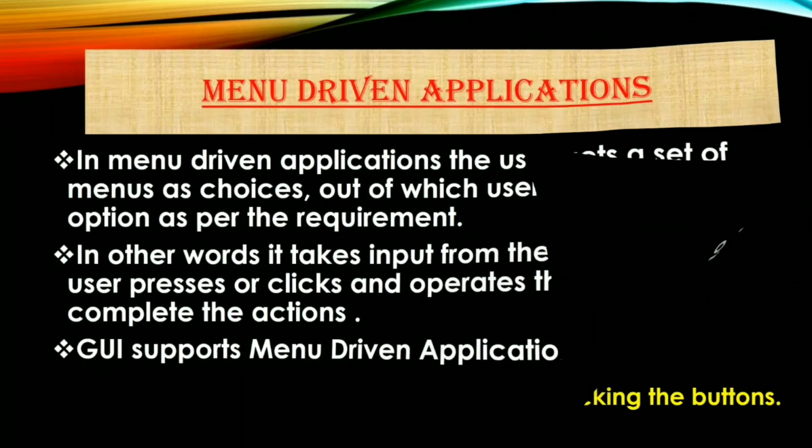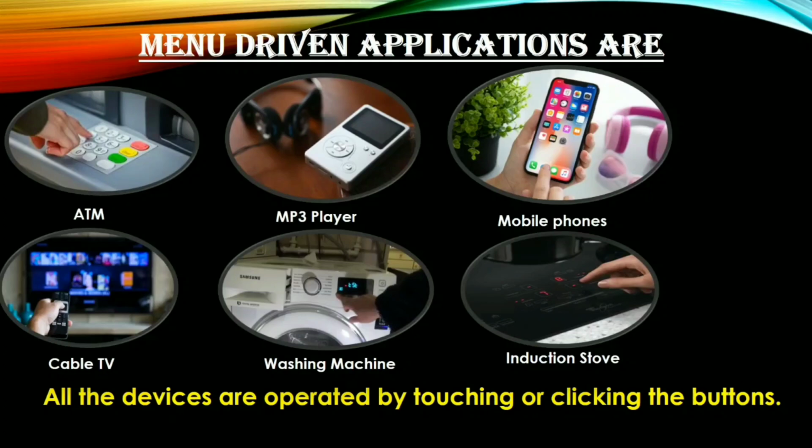Now there are some examples of menu driven applications. Those are ATM, MP3 player, mobile phones, cable TV, washing machine, induction stoves. Because these devices have several menus, several buttons which help to operate the device and do our work. So all the devices are operated by touching or clicking the buttons.